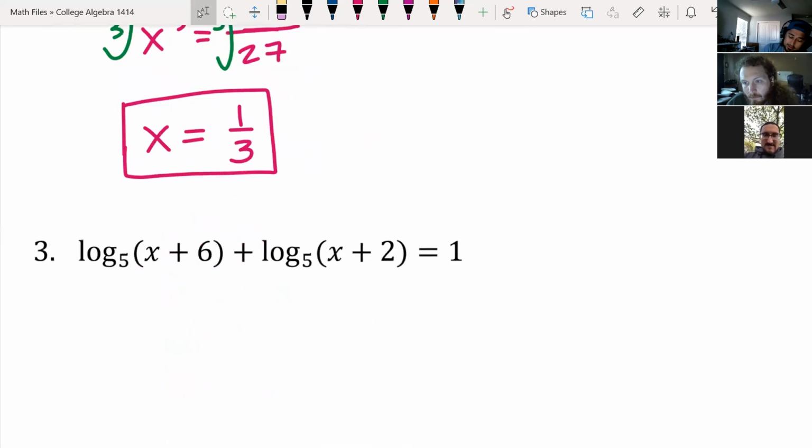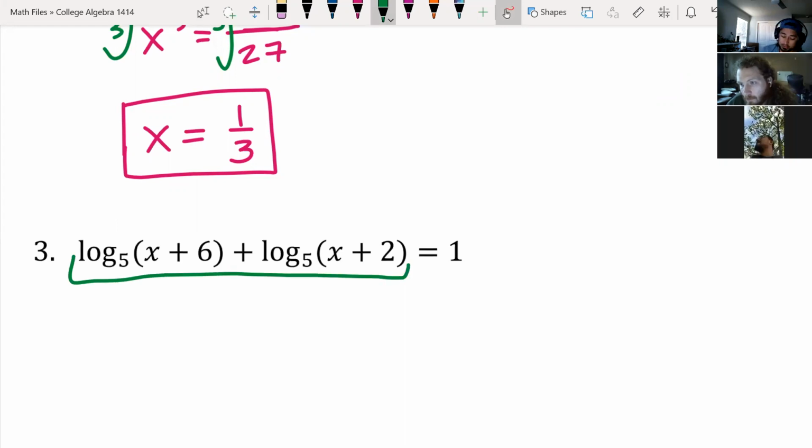Okay. Number 3: log base 5 of (x plus 6) plus log base 5 of (x plus 2) equals 1. Okay, so we want to solve for x. So this means we're going to put our logs together. We're going to put these two logs as one single logarithm using those three main properties. We see that these logs are held together by addition, which means I can rewrite them as a single log with the product of their values.